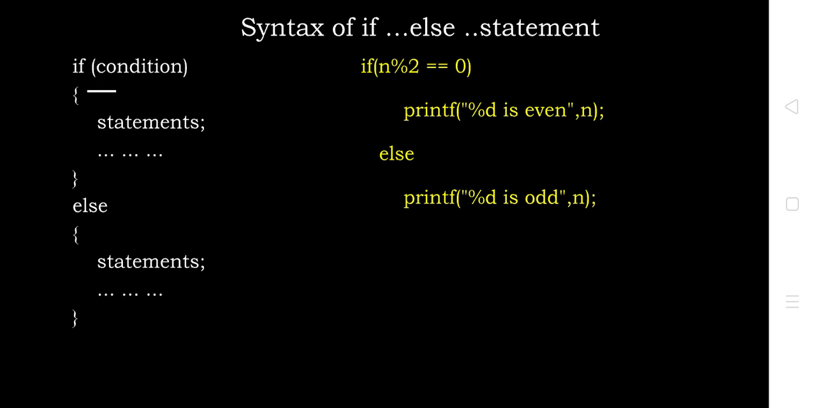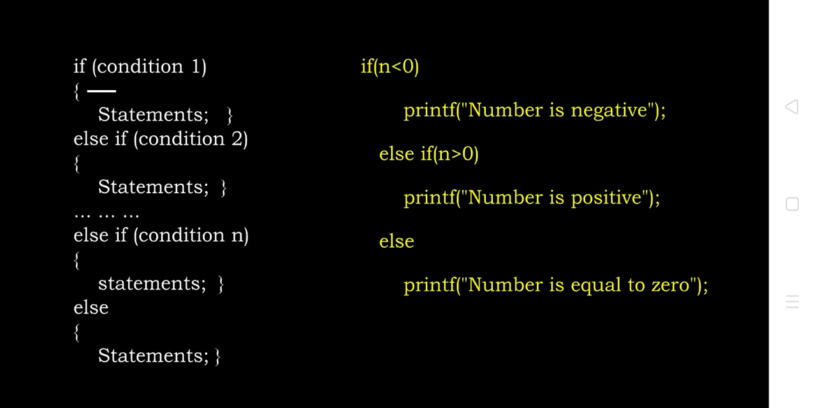The example given here is if n percentage 2 is equal to 0, print percentage d is even. That means the number we are given is an even number, otherwise it is an odd number. Here we have a two-way choice. If the condition is true, it is even. If it is false, it is odd. So this is where the if else statement works. And likewise the next is the else if ladder. There are multiple cases and multiple conditions to be checked, so there we are using the same thing.